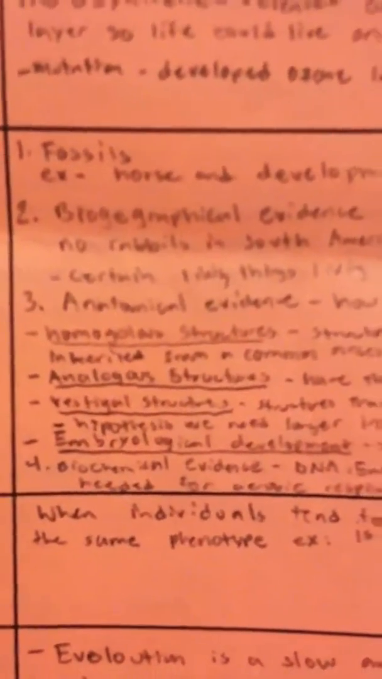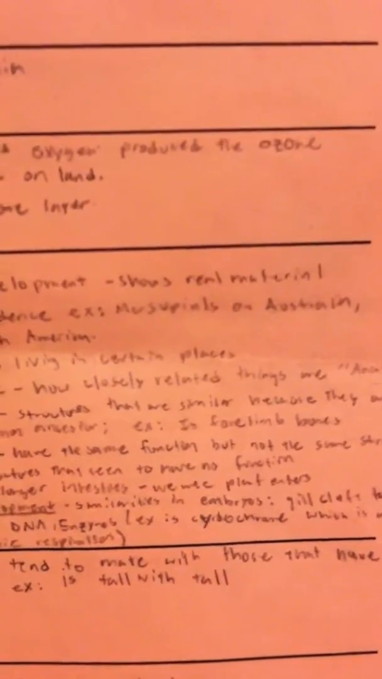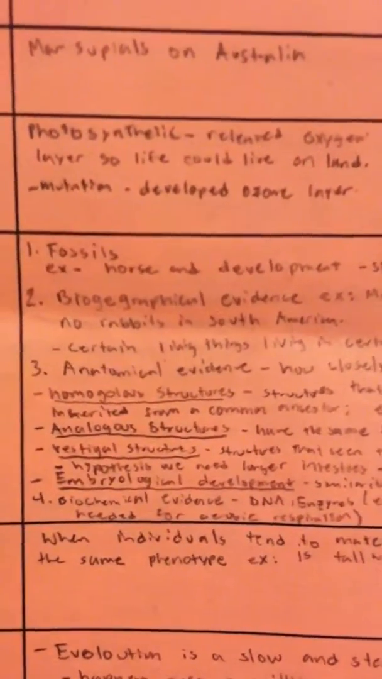And then we have anatomical evidence. How closely related things are. That's what anatomy is. Then within that we have homologous structures. Structures that are similar because they are inherited from a common ancestor. Example, forelimb bones. Forelimb is a weird word.